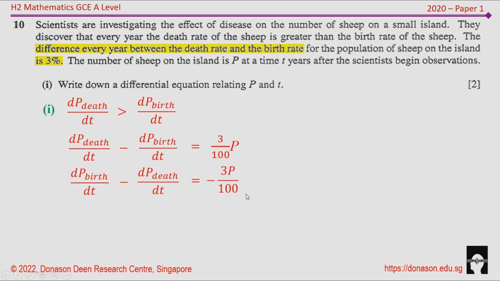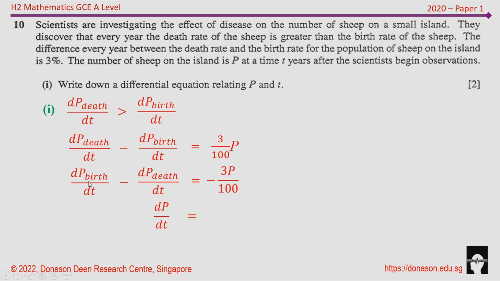Now why is that so? If I were to convert it to birth minus death, it's going to become a negative number. Or you can multiply throughout the expression by minus 1 so as to bring the birth minus death. That's why it's negative 3P over 100. So that's the relationship, the differential equation relating P and t.